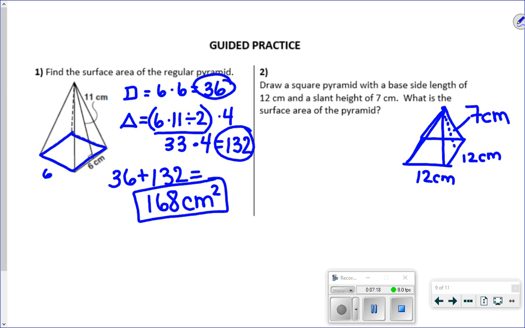So I'm going to do the same steps that I did for the last one. I'm going to start with my square. Side lengths are 12, so I'm going to do 12 times 12. That gives me an area of 144 for the square.